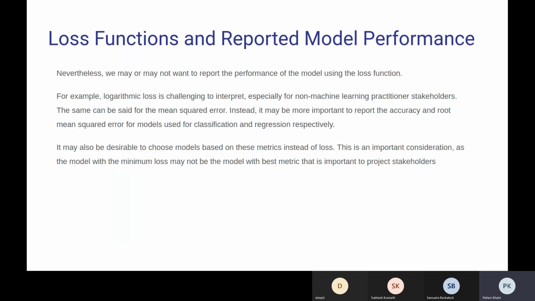So it may also be desirable to choose models based on metrics instead of loss. This is an important consideration, as the model with minimum loss may or may not be the model with the best metric that is important to the project stakeholders. So it always depends on what my problem statement is, what activation function I want to use, what I want to see as the output, is it the error or the accuracy, and what the best metric is that my stakeholder wants to see.